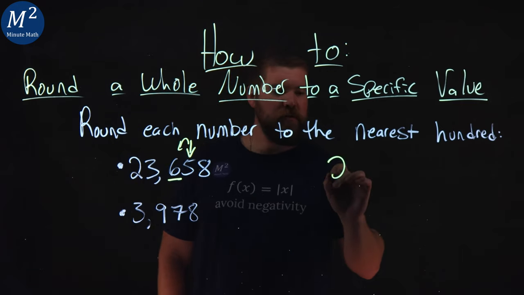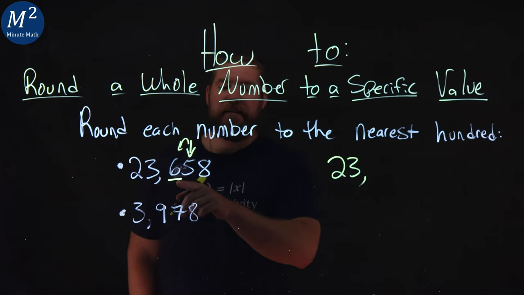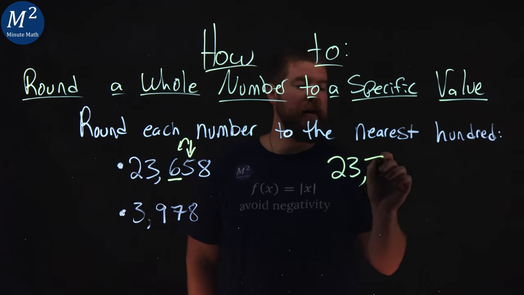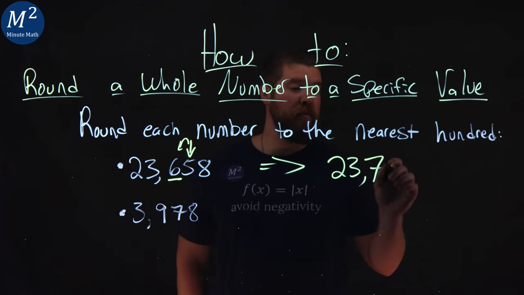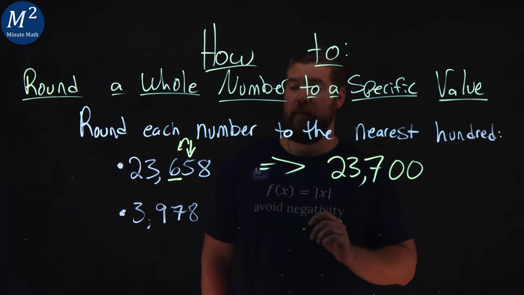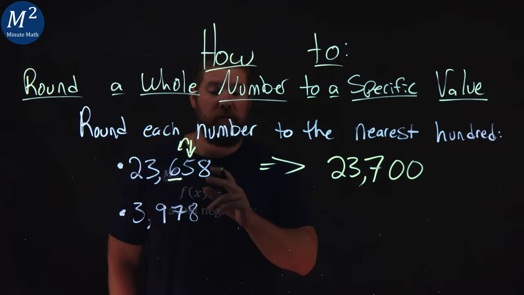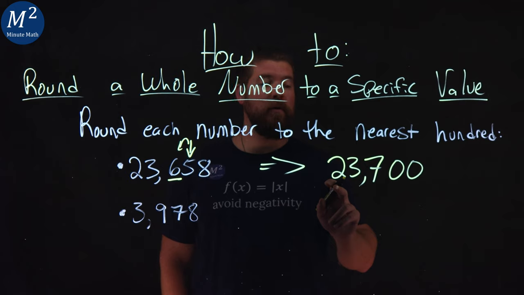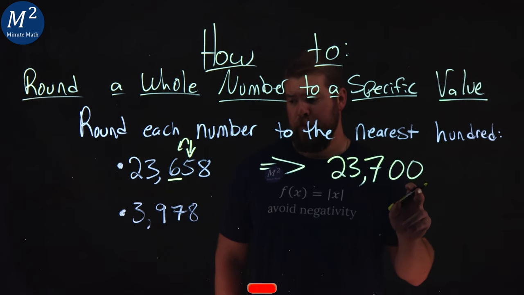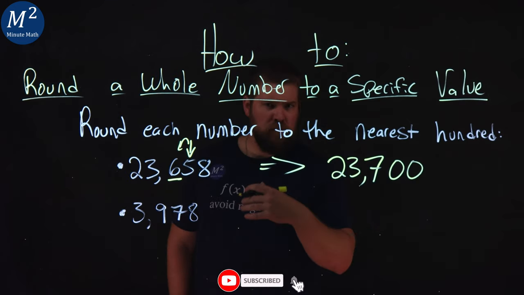So we have 2, 3, and then instead of a 6, we're going to put a 7 here, then we have zeros the rest of the way, 0, 0. And so 23,658 gets rounded to the nearest 100 to be 23,700. Now the next one's tricky.